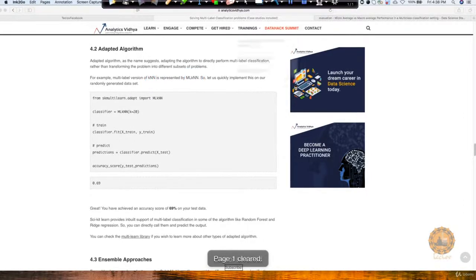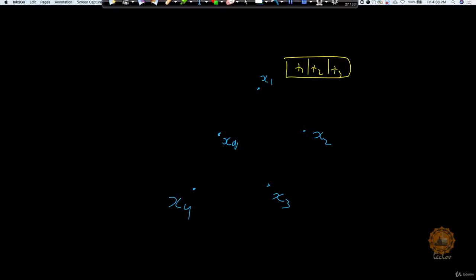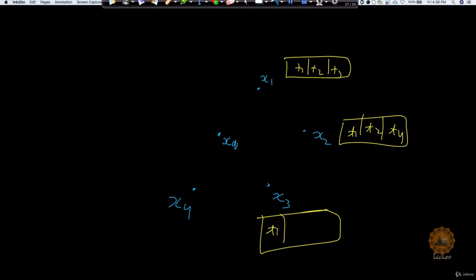So let me draw a diagram for you to make things more clear. Let's say you have a query point xq here. Now let's say this is surrounded by x1, x2, maybe x3 and x4 and so on. Let's say now we have tags attached to them. So let's say x1 has tags like t1, t2, t3. Let's say x2 has tags like t1, t2, t4. And similarly, x3 has tags like t1, t5, t6. Let's say x4 has tags like t1, t3, t5, right?